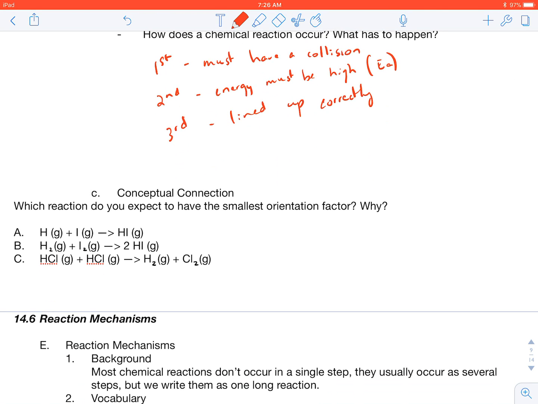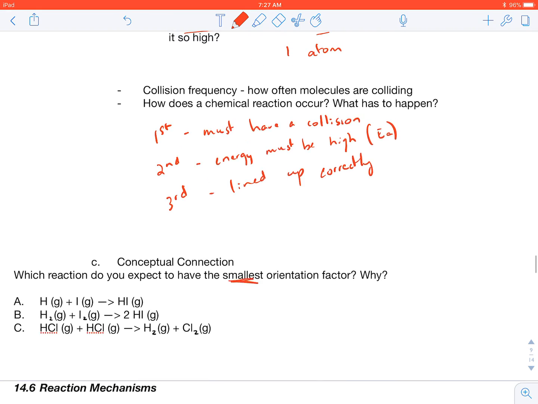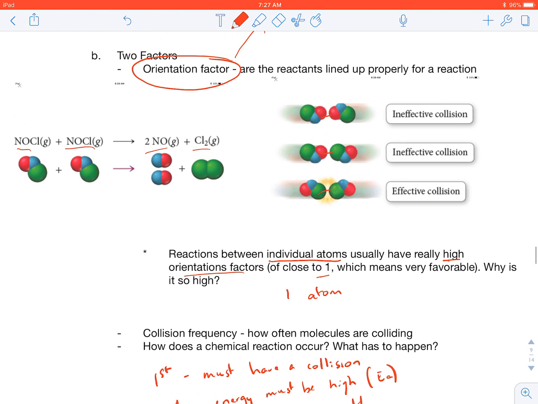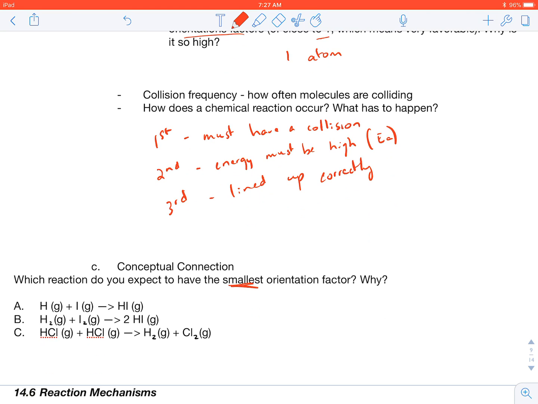So let's check this out. Our last part here, the conceptual connection. Which reaction do you expect to have the smallest orientation factor, and why? When we talk about orientation factor, we're talking about, are they lined up properly? Smallest, which means the least possibilities. What do you suppose that would be? If you're guessing C, you are correct. All right, C is correct.